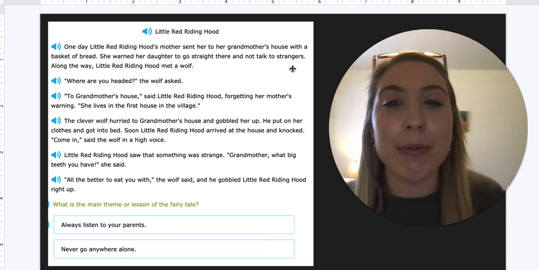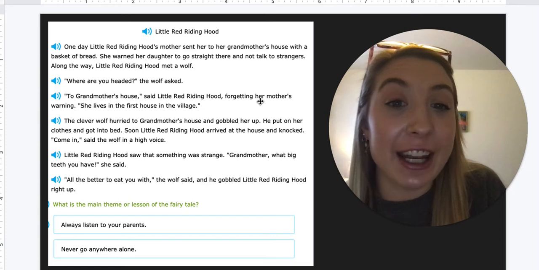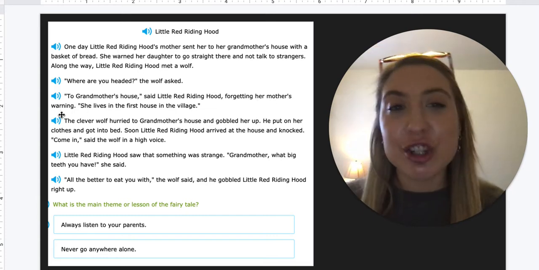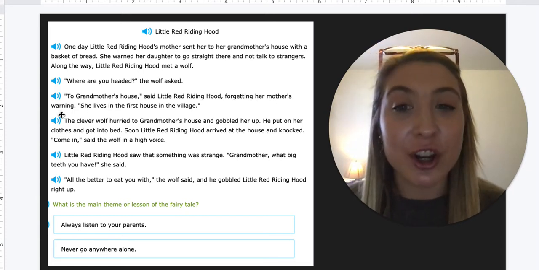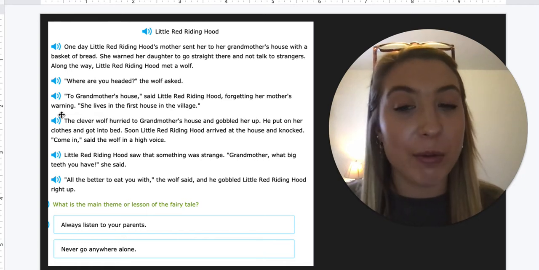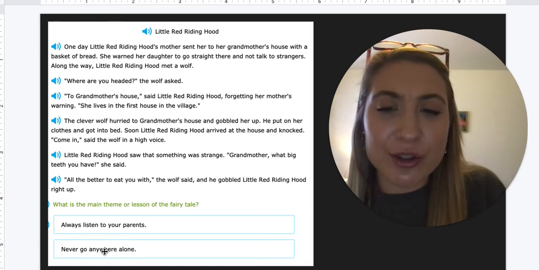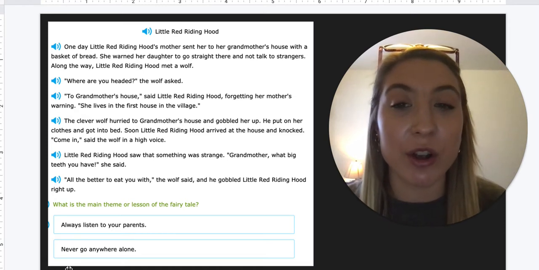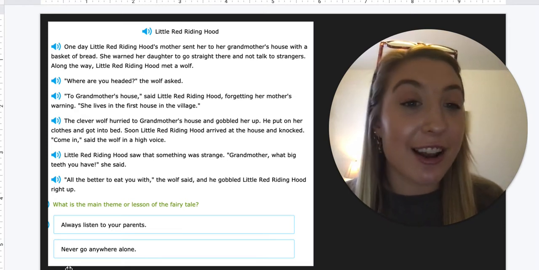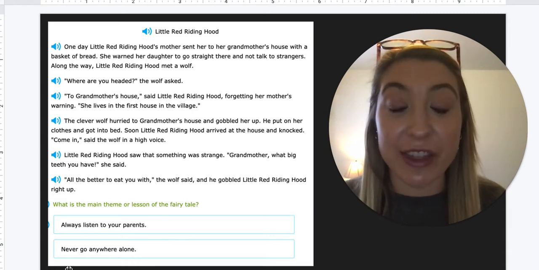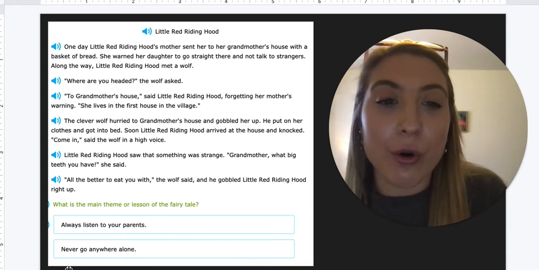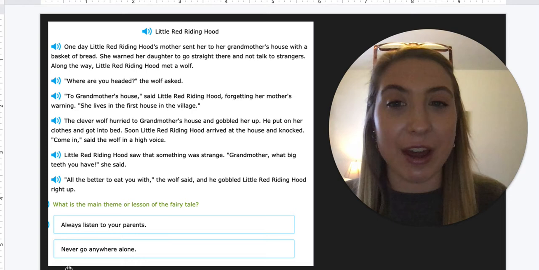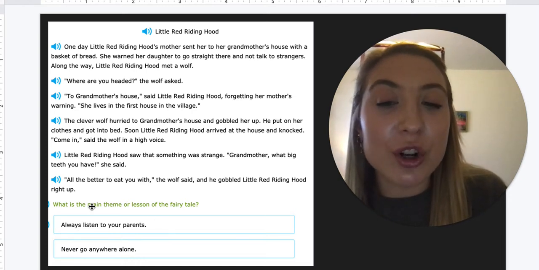But the whole problem was, and we can find it here, forgetting her mother's warning, she didn't listen to her mother. She told the wolf exactly where she was headed. In the story, it never says anything about problems or teaching us not to go somewhere alone. It's just teaching us not to talk to strangers and tell them where we're going.